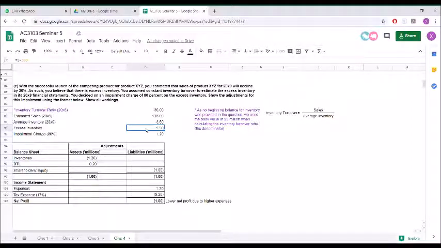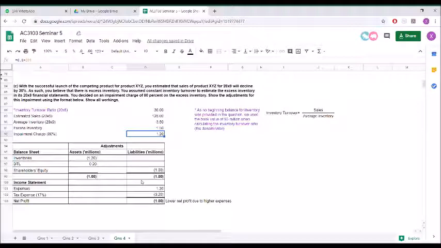So from this, you can tell that the excess inventory is 1.5 million, by taking 5 million minus 3.5 million. And from this, we can decide on the impairment charge, which is 80% on the excess inventory. So this means 80% times 1.5 million equals 1.2 million.